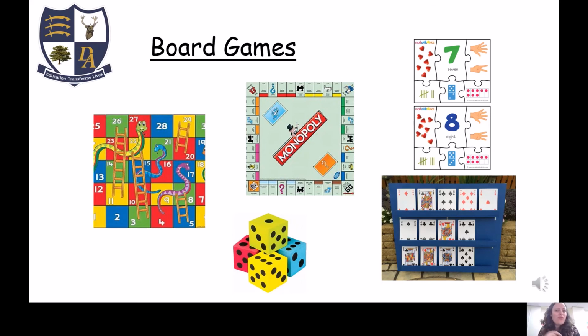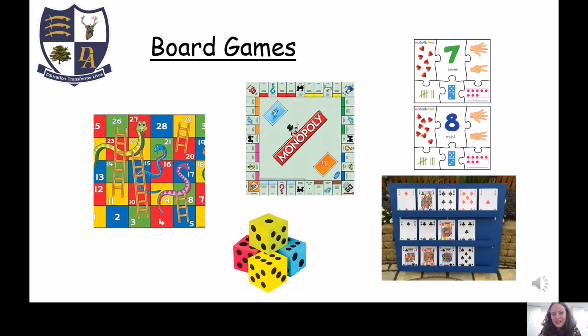So Monopoly, the rolling of the dice, is really helping their subitizing, being able to count their ways through the board. Snakes and Ladders, recognising, you could point to the numbers before, recognising which numbers will make them go up the ladder and which ones will make them fall down.